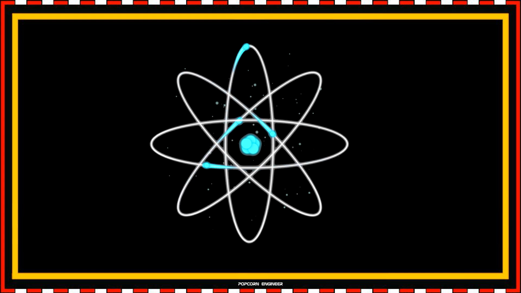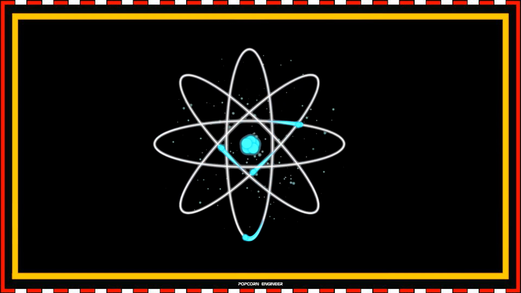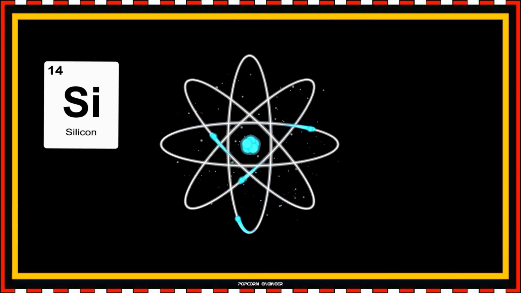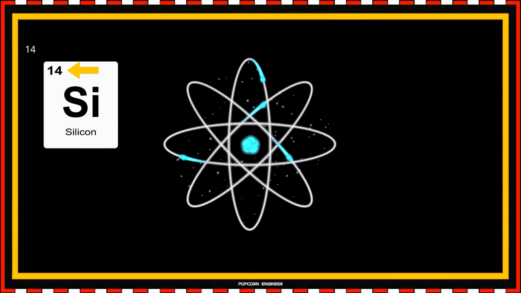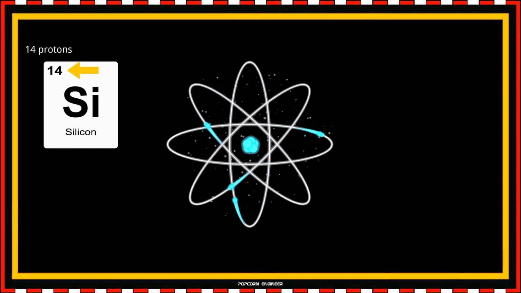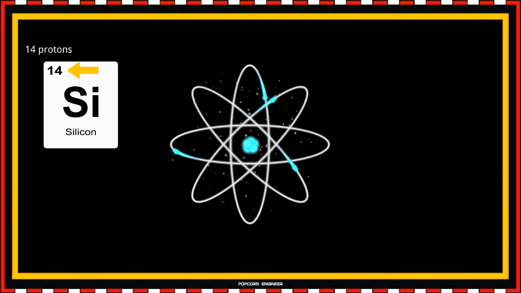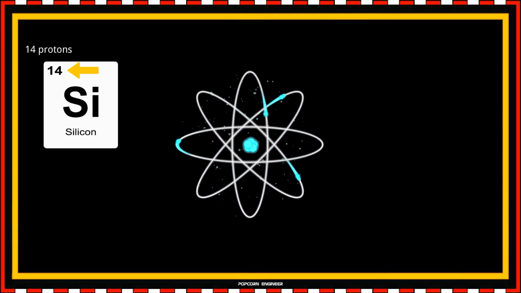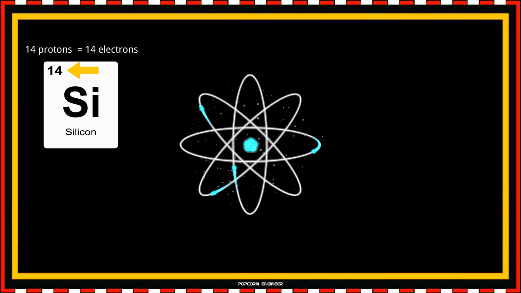So as you know, an atom has a nucleus in the center and electrons move around it in specific orbits or shells. Take silicon for example. It has an atomic number of 14, which means it has 14 protons in its nucleus. And because it's a neutral atom, like all elements on the periodic table in their natural state, it also has 14 electrons to balance out those protons.